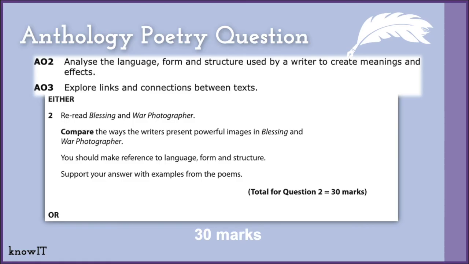AO2 means that the student has to analyze language, form, and structure used by a writer to create meanings and effects. And AO3 means you have to explore links and connections between texts. And it makes sense that AO3 is assessed over here because the question is asking you to compare 2 poems, hence links and connections between texts. So I hope you understand so far.